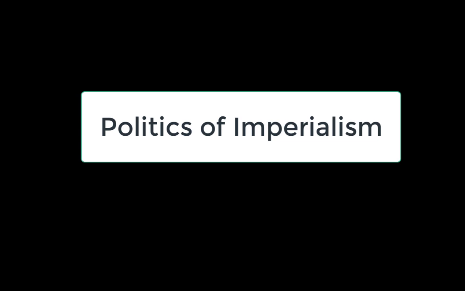So now let's look at the politics of imperialism. This last point is really important from the previous section on economics because Europeans had to justify what they were doing, given their Enlightenment heritage.